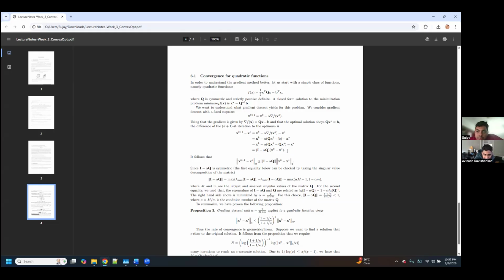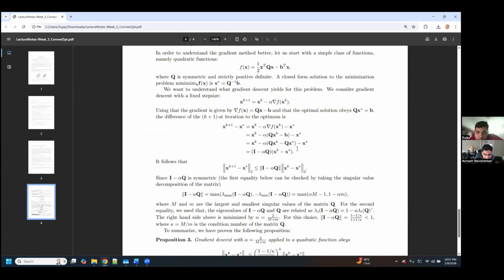Sorry, the last step, how did they get the identity matrix times xk? Oh, so you have an xk at the front, and you have x star at the end. You collect those two things, so you have xk minus x star, which you write as I times xk minus x star. And from the thing in the parentheses after alpha, you take the Q out, so you get alpha Q times xk minus x star. Collecting all those things, you get I minus alpha Q times xk minus x star.